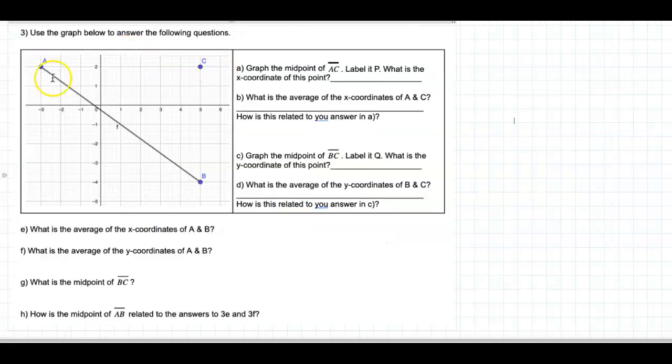Okay, so now we've got a diagonal line, so that's a little tricky, because if I'm going to try to find the midpoint of that diagonal line, I could get a ruler out and measure it, but what can we do here?